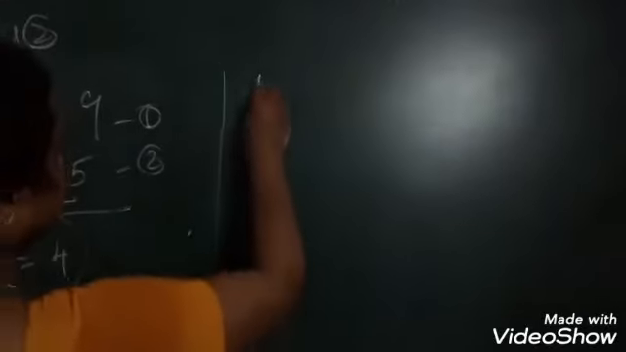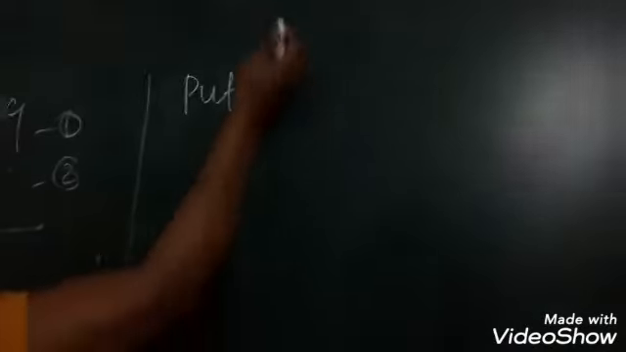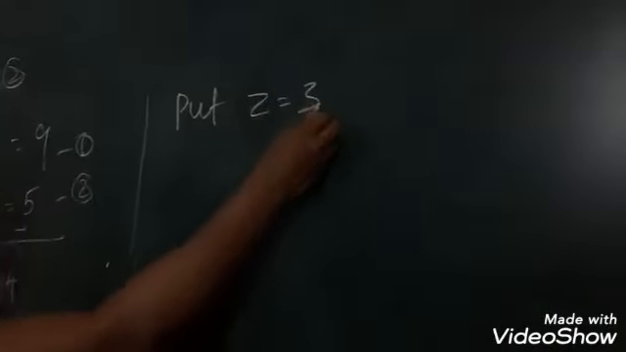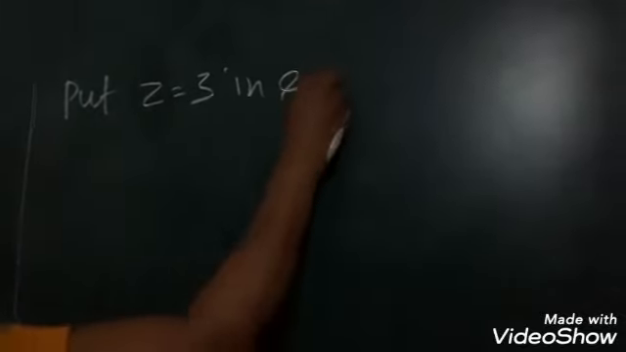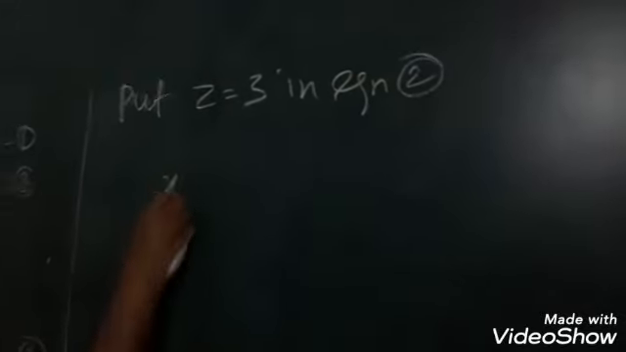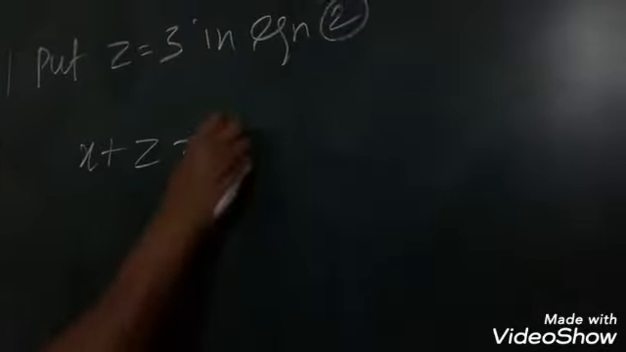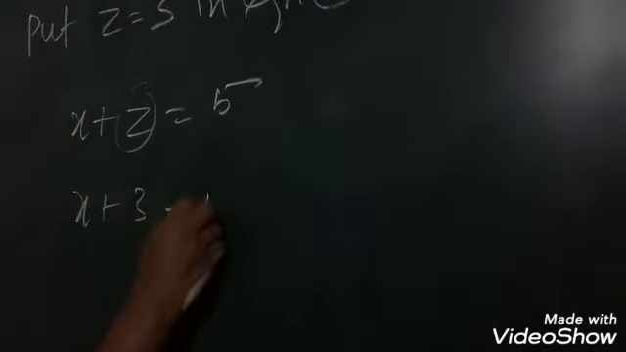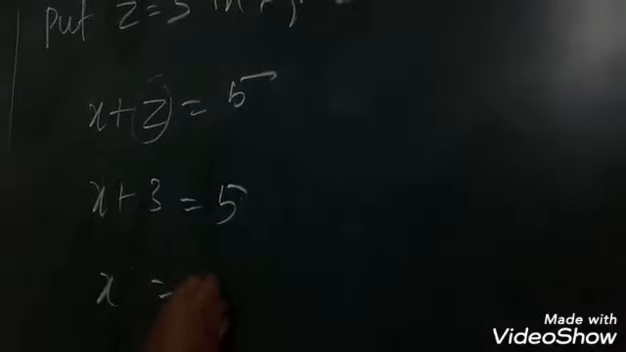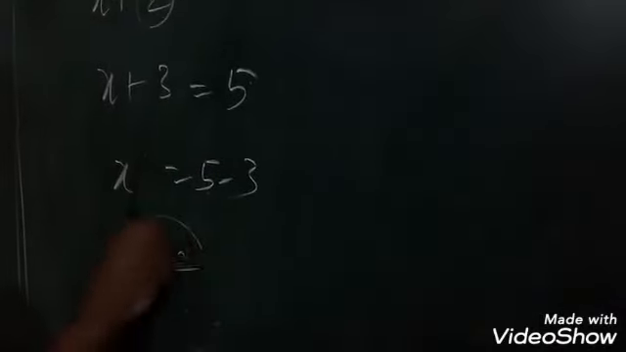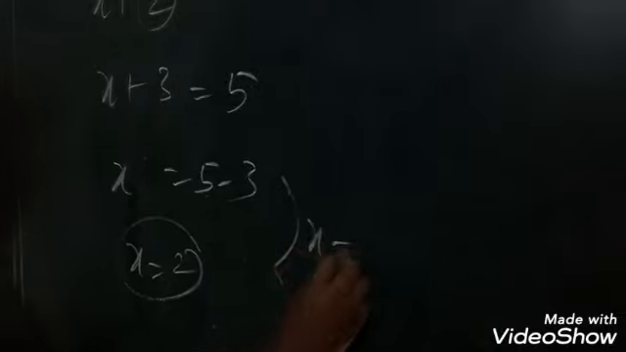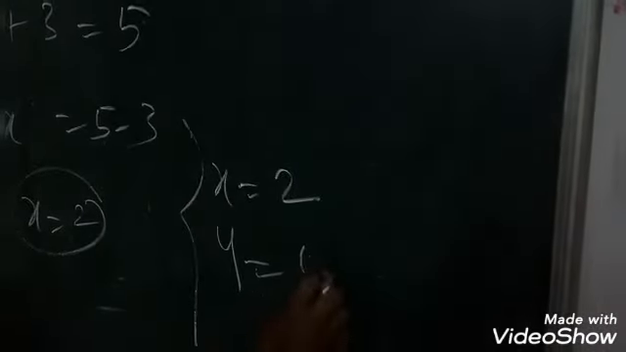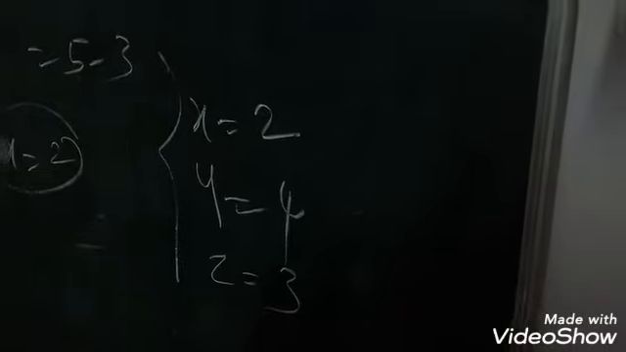Now put z is equal to 3 in equation number 2 and you will get x. So x plus z is equal to 5. Instead of z, x plus 3 is equal to 5. X is equal to 5 minus 3. X is equal to 2. So at last the solution is x is equal to 2, y is equal to 4, z is equal to 3. Okay, is it all clear girls?